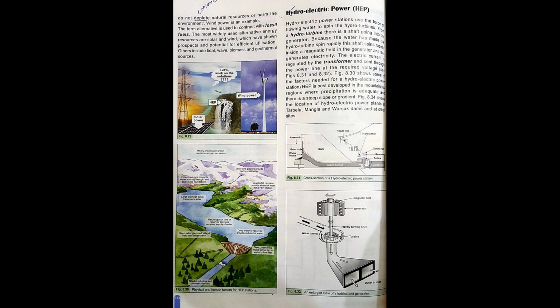From transformers of HEP stations, electricity goes on to transmission lines, national grid, which are either underground or overhead. Then on to local supply, where voltage is adjusted. After the adjustment it is then transmitted to domestic and commercial consumers.